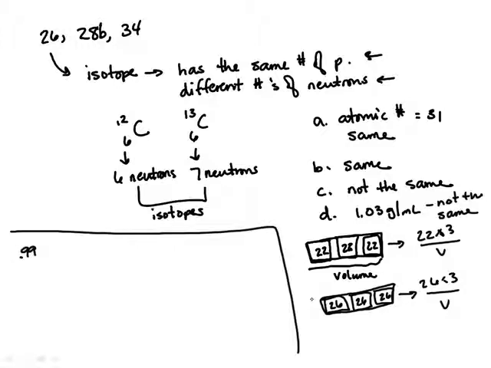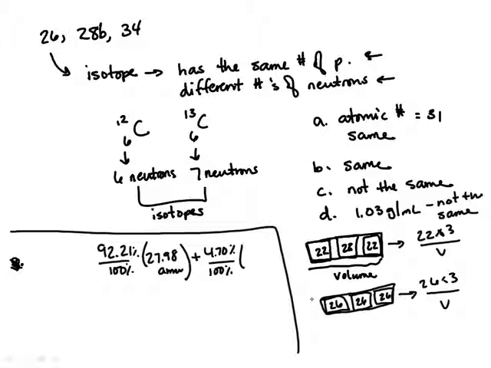Oops, except I wrote the wrong abundance. And we are dividing them. Ignore that. 92.21 divided by 100%, and I'm multiplying by 27.98 AMU. I'm adding to my second. Oh boy, I have 3 here. So 4.70% divided by 100% times 28.98.